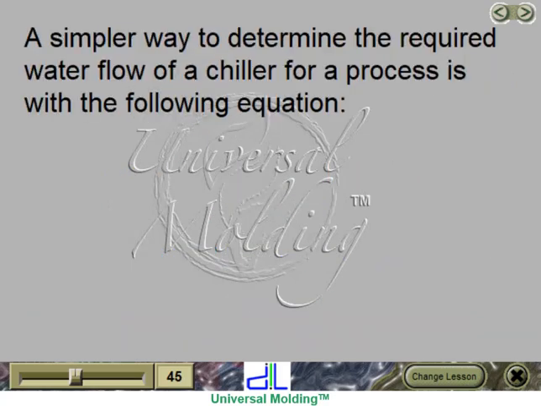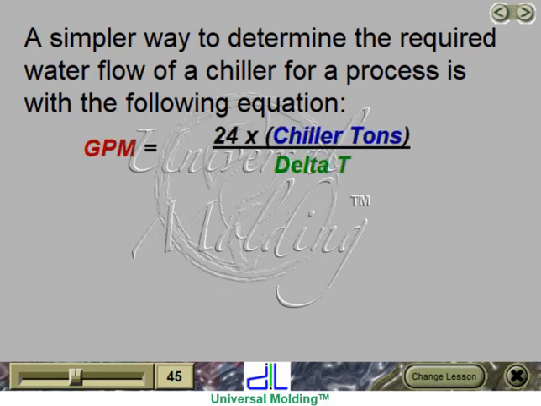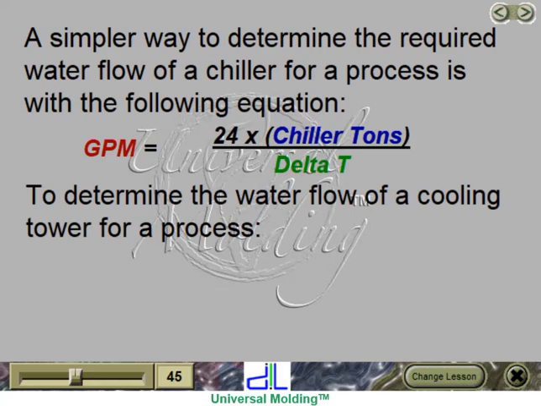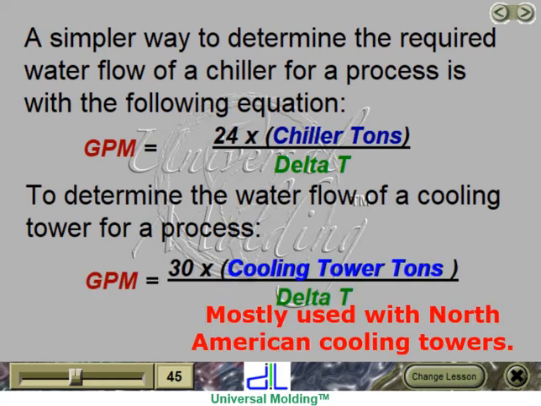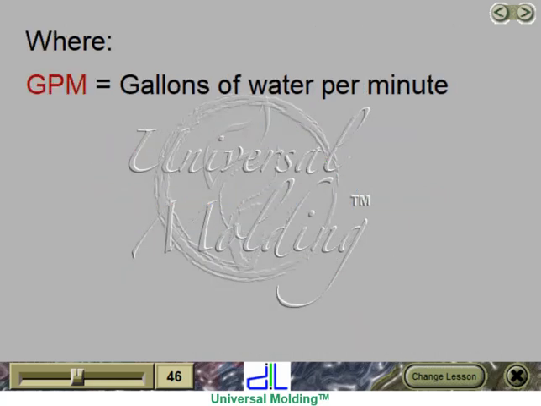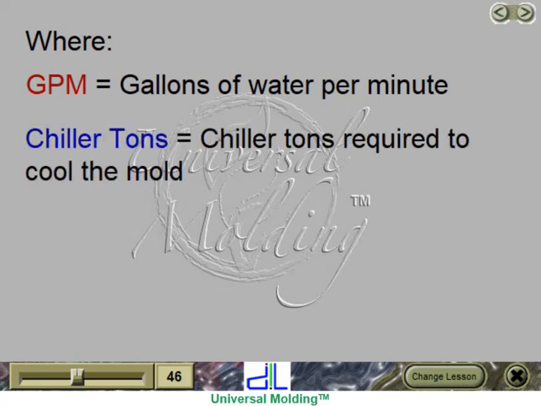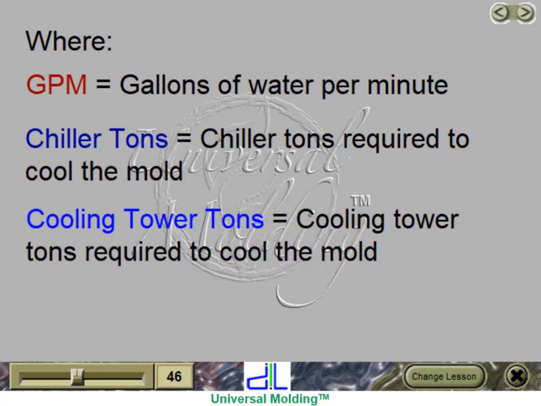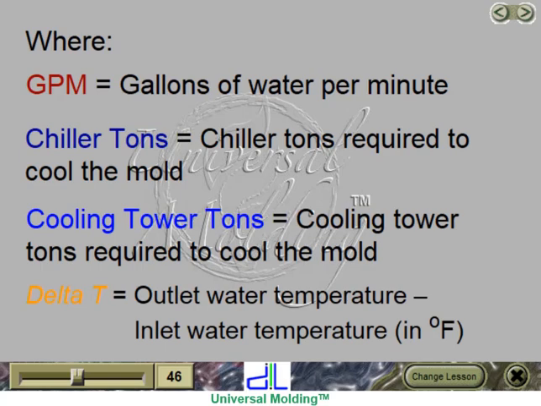A simpler way to determine the required water flow of a chiller for a process is with the following equation. Gallons per minute equals 24 times chiller tons, all divided by delta T. To determine the water flow of a cooling tower for a process, gallons per minute equals 30 times cooling tower tons, all divided by delta T, where GPM equals gallons of water per minute. Chiller tons equals the chiller tons required to cool the mold. Cooling tower tons equals the cooling tower tons required to cool the mold. And delta T equals outlet water temperature minus inlet water temperature in Fahrenheit.